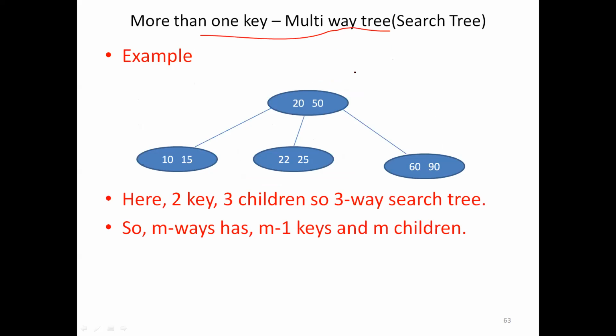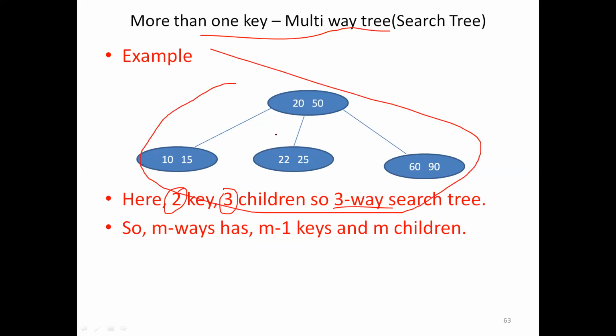This is an example. This node has 3 children and 2 keys, so I call this tree a 3-way search tree. Why? Because for a node I am having 3 children. I cannot call this a binary tree, because a binary tree will have only 2 children, as you know. Look at the keys: you have 2 keys, and I have shown the edges like this.